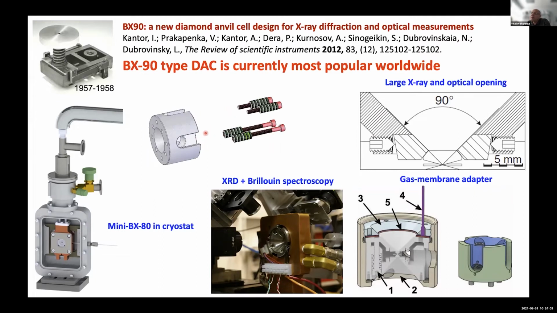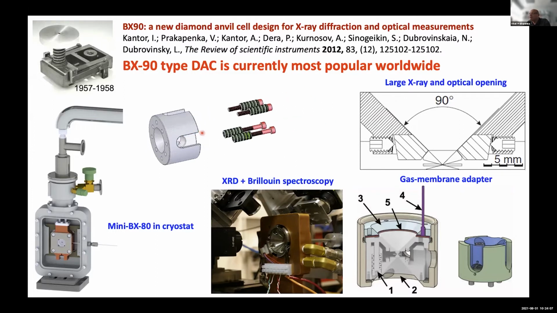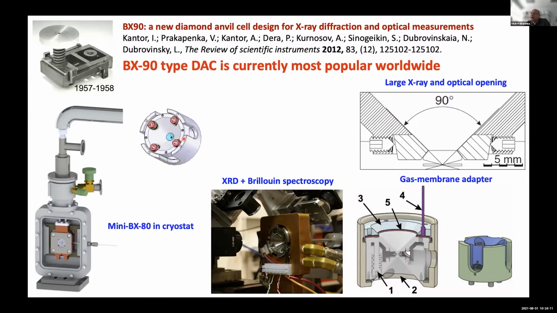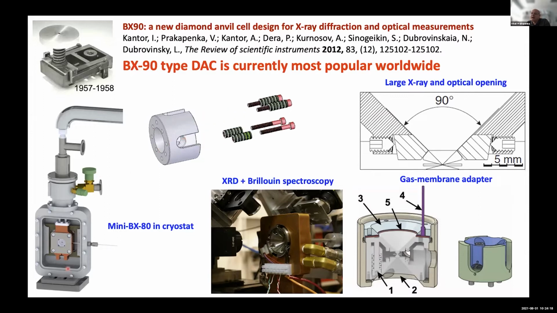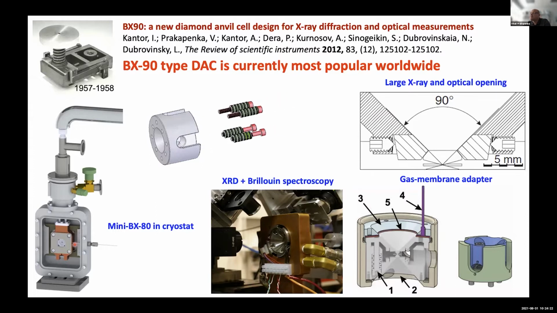But now it's the most popular diamond anvil cell everywhere and has two versions, one is the large, one is the mini, and it's a symmetric design, very stable, and very useful for many studies. And just recently, I will talk a little bit later, we added this mini BX90 to our cryostat.